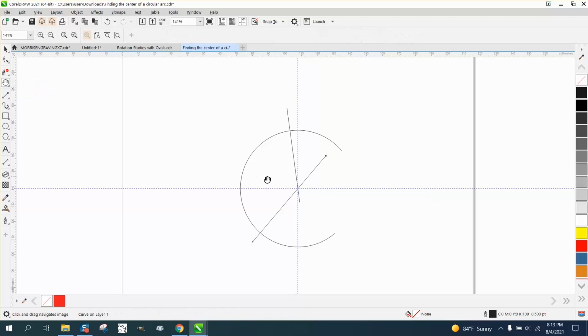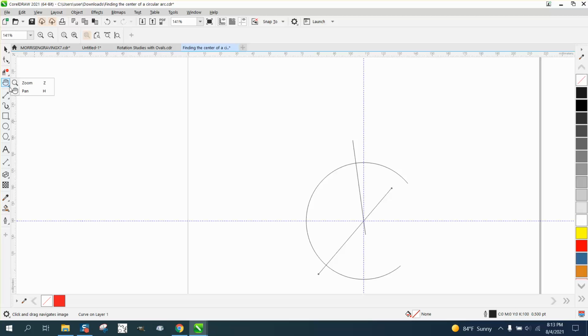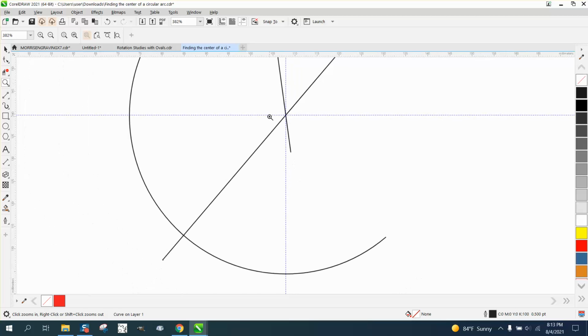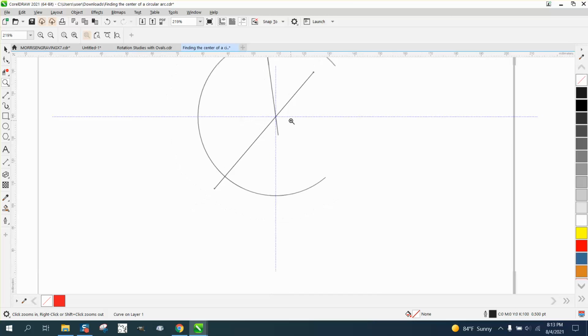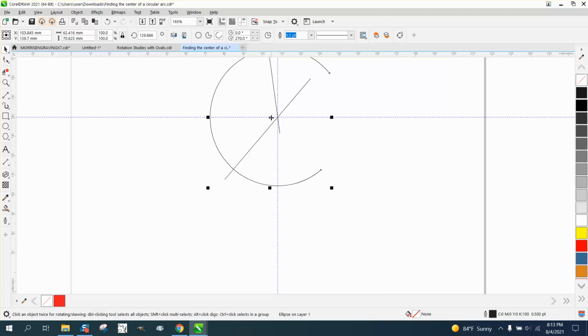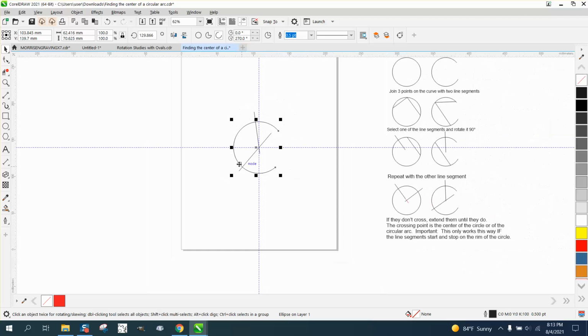I couldn't believe that it finds the center. My indexing lines are in the center. But like I said earlier, Corel thinks this is the center of that, so there would be no other way.